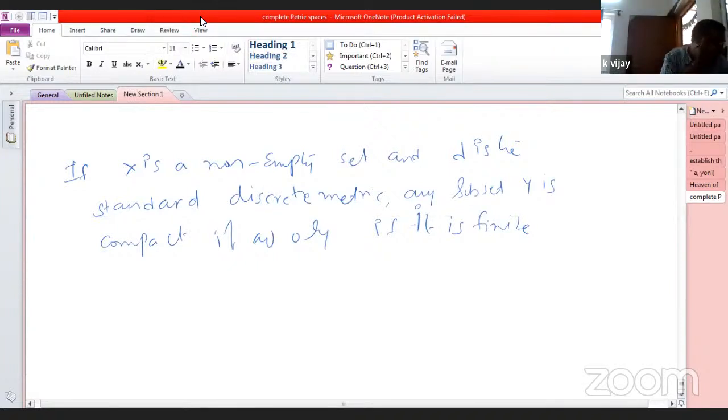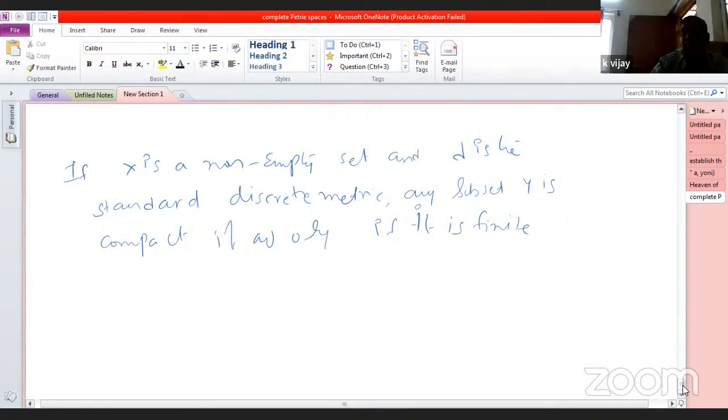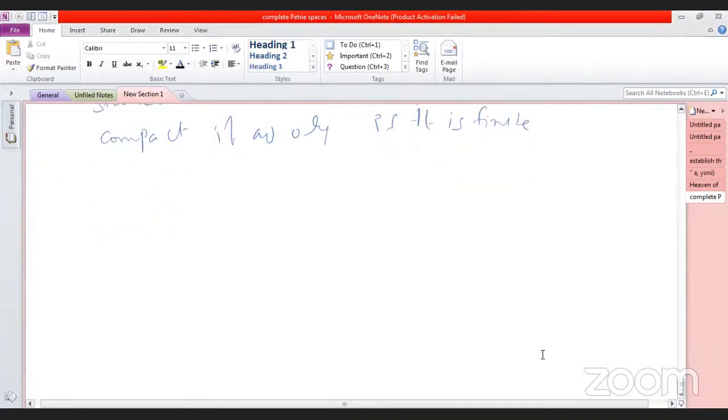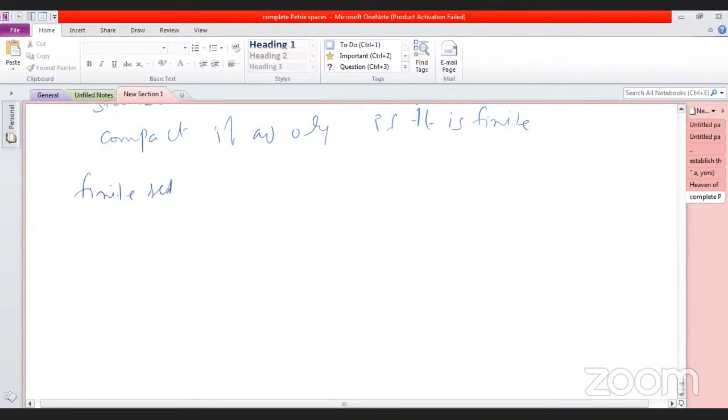So see here, we know that every finite set is compact. What is a finite set? Tell me, anyone? Countable, we can count the number of elements. Yes. A finite set is compact. So conversely, Y is compact, x belongs to Y. Then there exists epsilon greater than 0.